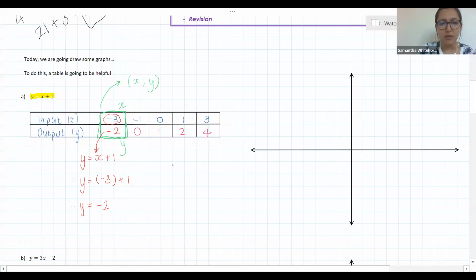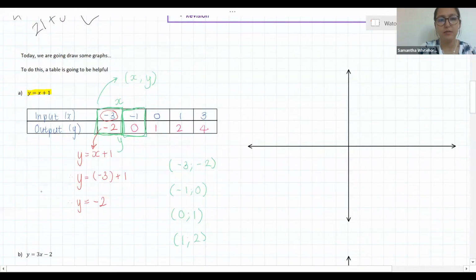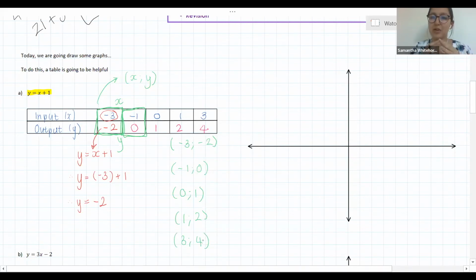So if I list my coordinates, I've got a coordinate of -3, -2. I've got a coordinate of -1, 0, which is my second coordinate pair. I've got a coordinate pair of 0, 1, 1, 2. And of course, I haven't left myself enough space, so let me just move this up. And a final pair of 3, 4. So I have a set of X and Y coordinates that I can now plot on my set of axes, and that's what I have going on the right-hand side here.